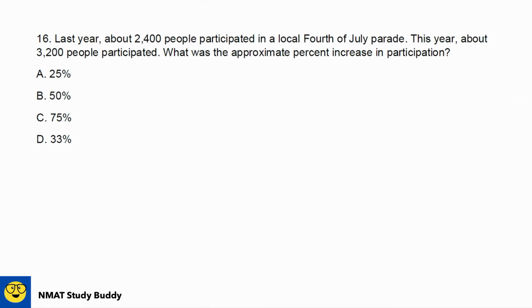Number 16, last year, about 2,400 people participated in a local 4th of July parade. This year, about 3,200 people participated. What was the approximate percent increase in participation? So, para makuha natin yung percent increase, yung formula niya is new value minus the original value over the original value times 100%.